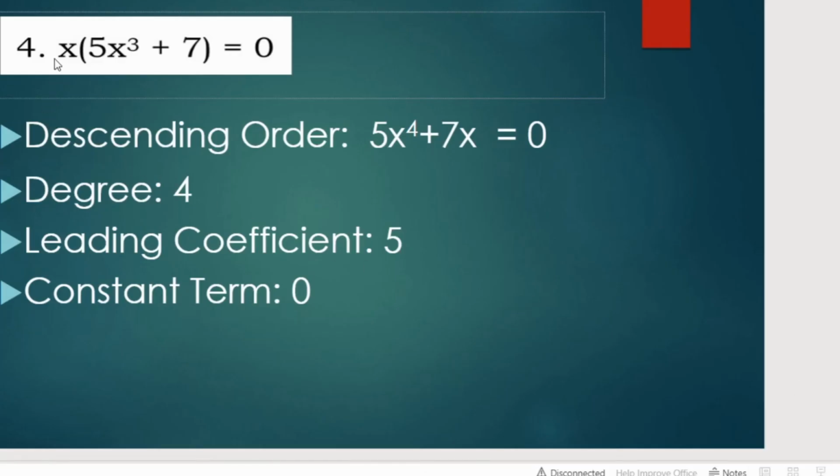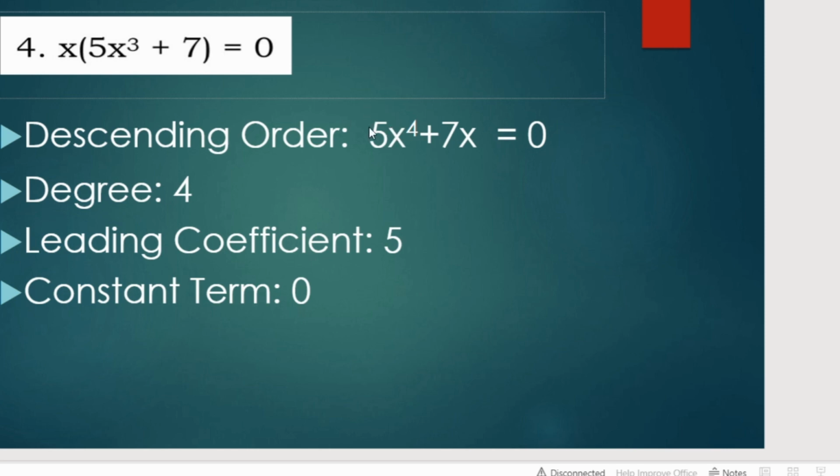Okay, so let's have number 4. x times 5x cubed plus 7 equals 0. So we're going to evaluate the expression before we arrange the equation in descending order. We multiply x times 5x cubed, which is 5x to the fourth. x times 7 is 7x. So our descending order polynomial equation is 5x to the fourth plus 7x equals 0.